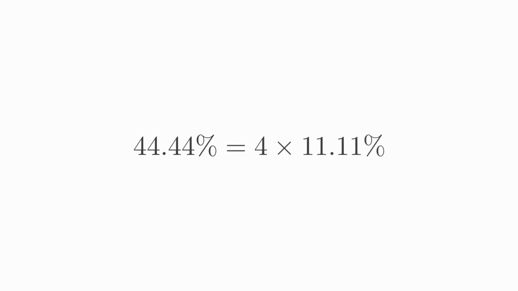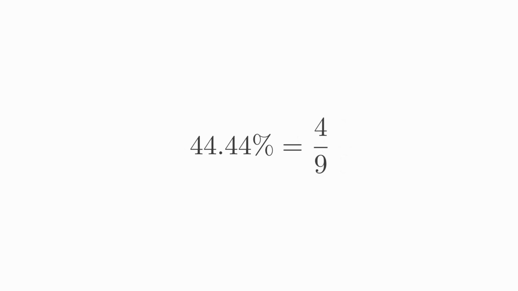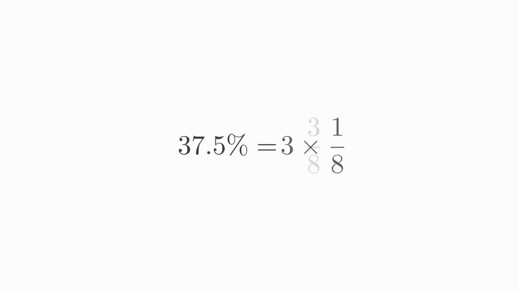Now let's take an example of 44.44%. When you involve this in some computation, you are surely going to mess it up at some place or the other. So instead of working with 44.44, you can directly convert it into 4 times 11.11%, which is nothing but 1 by 9. And the whole thing works out as a fraction as 4 by 9. Let's take another example, 37.5%. This is nothing but 12.5 times 3. So it's nothing but 3 by 8.